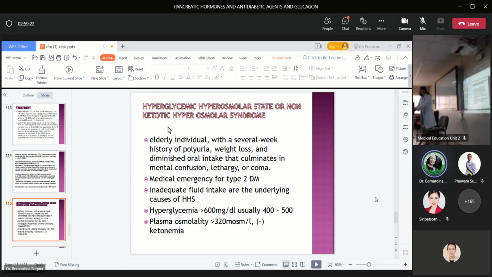Okay, so hyperglycemic hyperosmolar state is a medical emergency for type 2 diabetes mellitus, where you have inadequate fluid intake as the underlying cause. Hyperglycemia is more than 600. It's usually between 400 to 500. The plasma osmolality is 320 or more than that. So how are you going to treat?